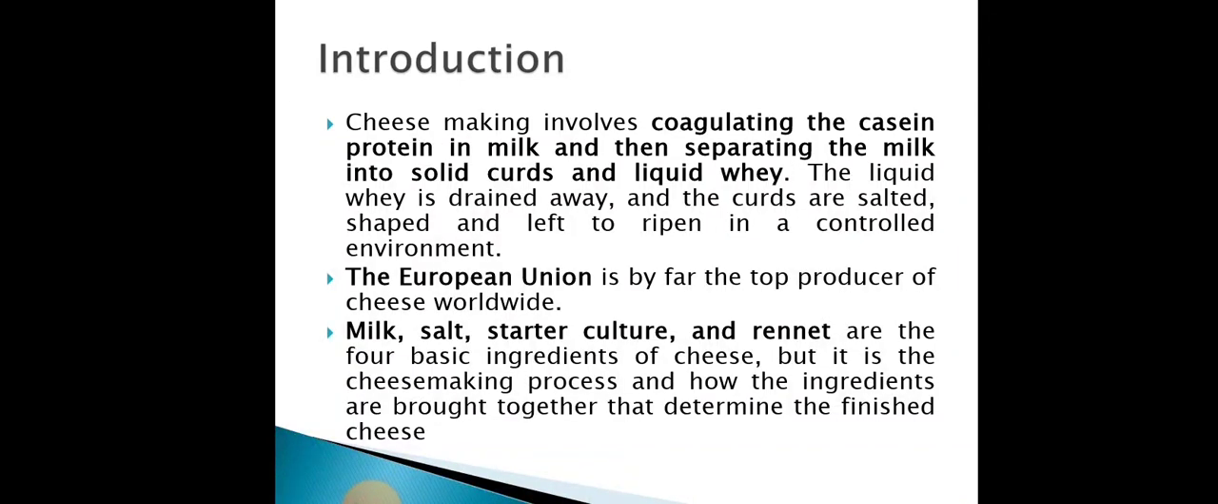Now, the four major components essential for the production of any type of cheese are: the milk from which we are preparing the cheese, then the salt required for the salting procedure, then the starter culture, that is a specific type of bacterial culture, and the rennet. This rennet is an enzyme responsible for the coagulation of the milk sample. These are the basic ingredients required for the preparation of cheese.